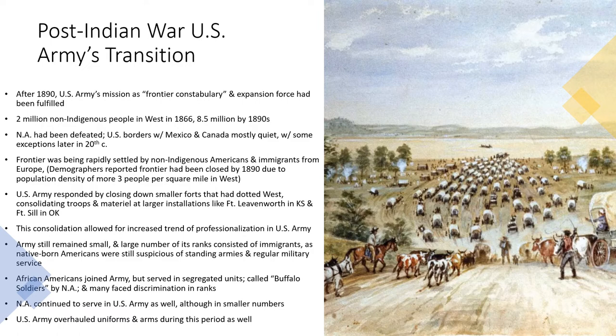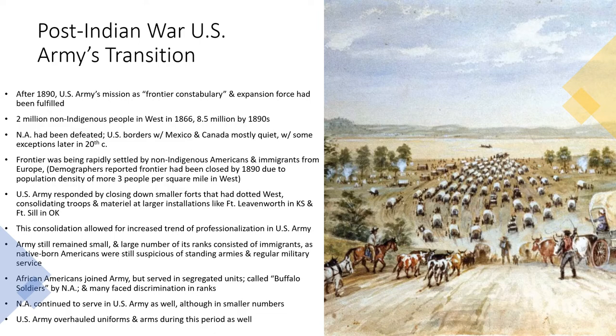In addition, non-Indigenous people are moving into the West. There were 2 million non-Indigenous people in the West in 1866. There's going to be 8.5 million by the 1890s. Demographers have said that the frontier is closed in 1890, as there are enough people for the region to no longer be considered frontier. There were now three or more people per square mile in the West.